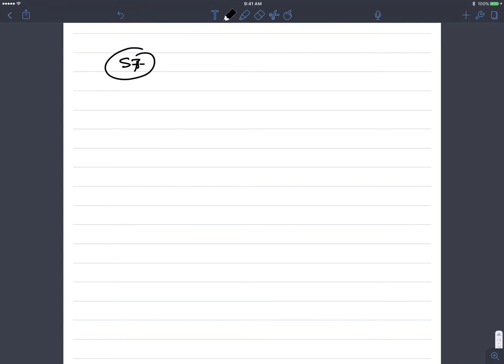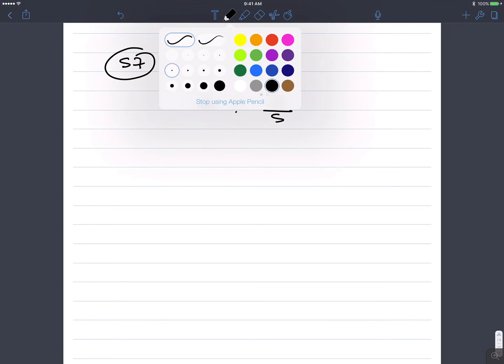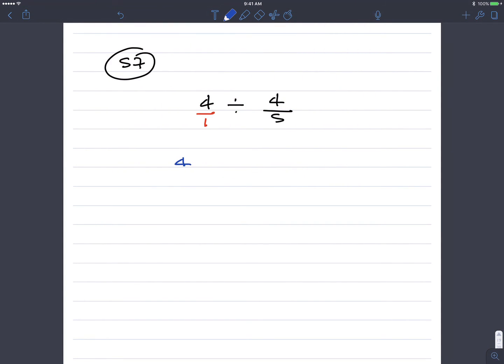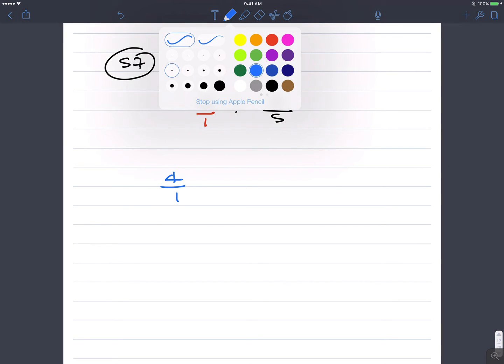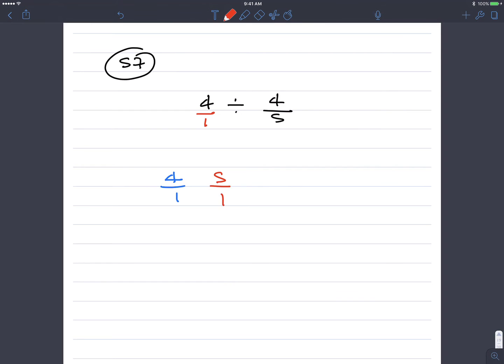Here is 4. Let's write this a little better. 4 divided by 4/5. 4 over 1. Write it as a fraction. 4 over 1. Let's be consistent here. 4 over 1. Flip the second fraction over. That's going to be 5 over 4.